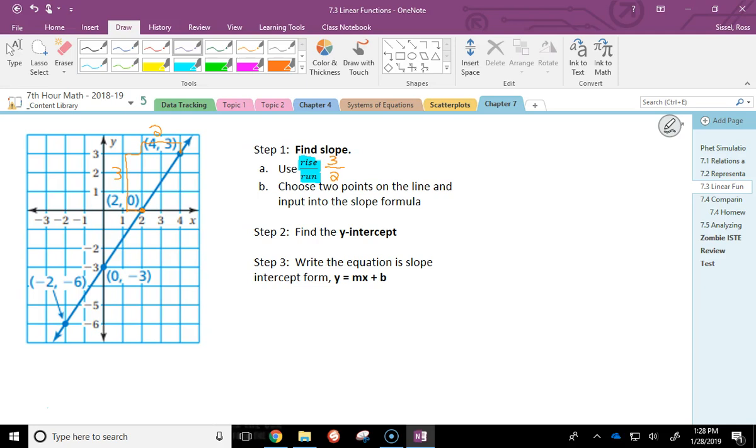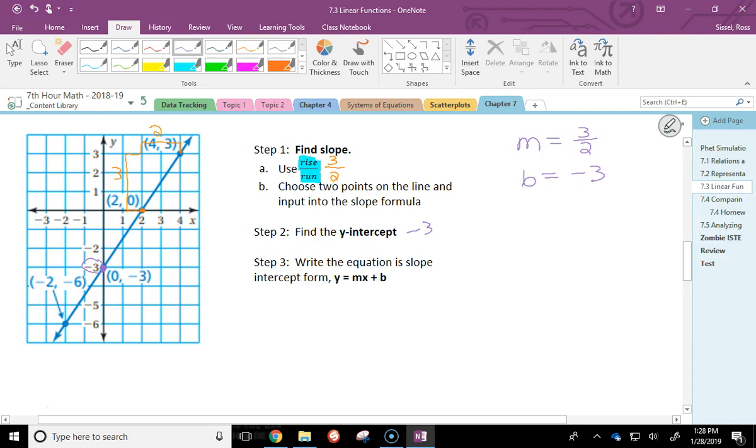-3. If you're looking at your graph, here's my y-axis. I cross right there. It is at -3. Y-intercept, -3. So I'm able to go ahead and say slope was 3/2. Y-intercept was -3. What do you think my equation would be?